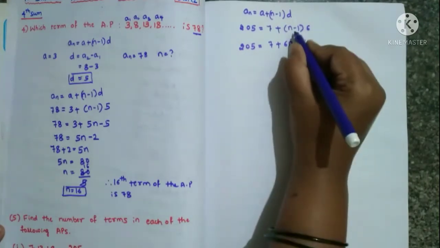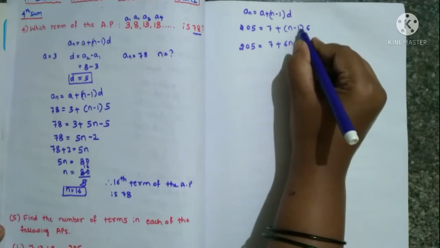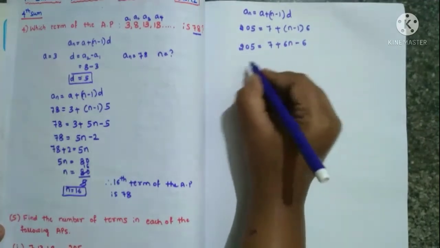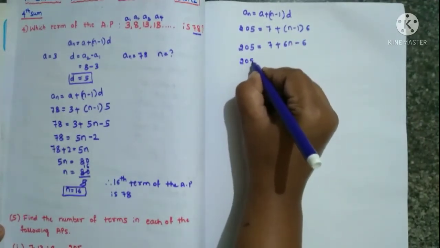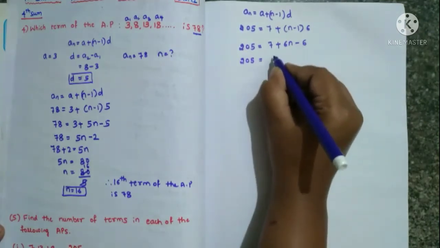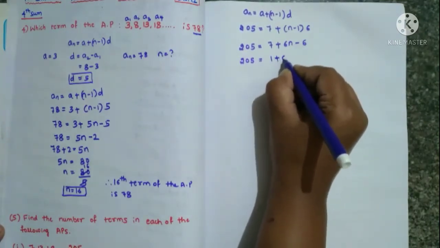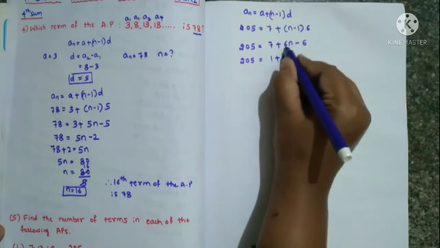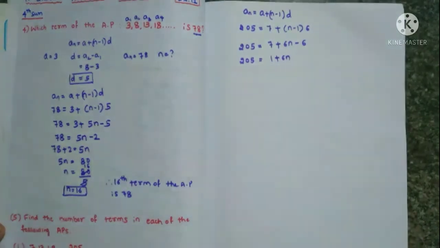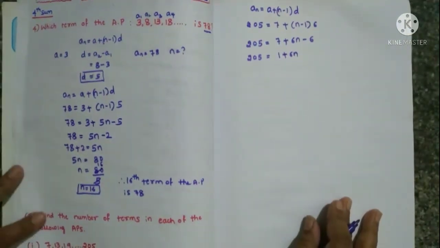6 into 1 is 6, here minus is there. So minus 1 into 6 is minus 6. Now 205 is equal to 7 minus 6 is plus 1 plus 6n. I subtracted these two. You can't subtract with this, that is containing n there. You can't subtract it.